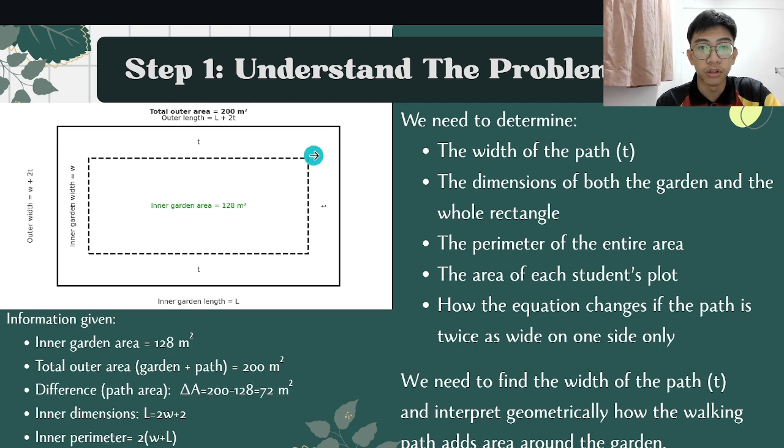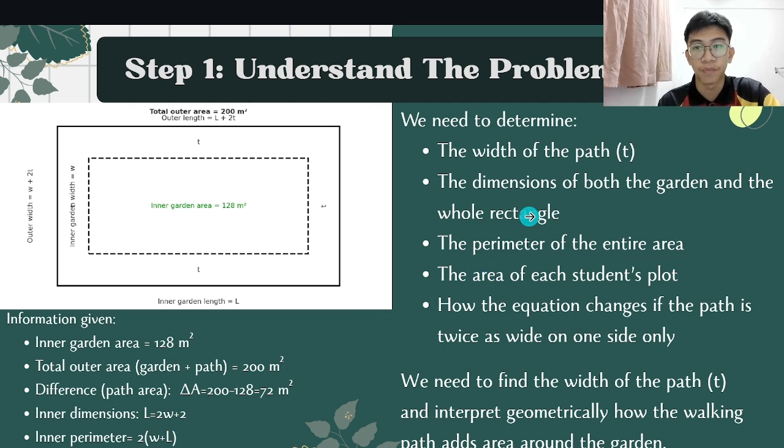So I'm going to use the Polya four-step method, where the first step is to understand the problem. From the question, the information given is: inner garden area is 128 square meters, total outer area is 200 square meters, and the difference between the total outer area and the inner garden area is 72 square meters. The inner length of the garden is 2W plus 2, where W is the width of the inner garden, and the inner perimeter is 2 times W plus L.